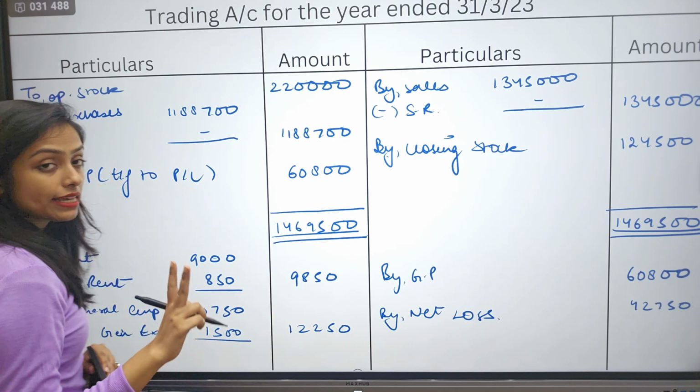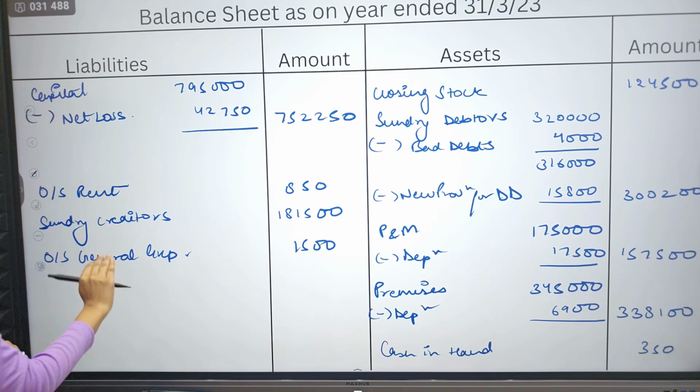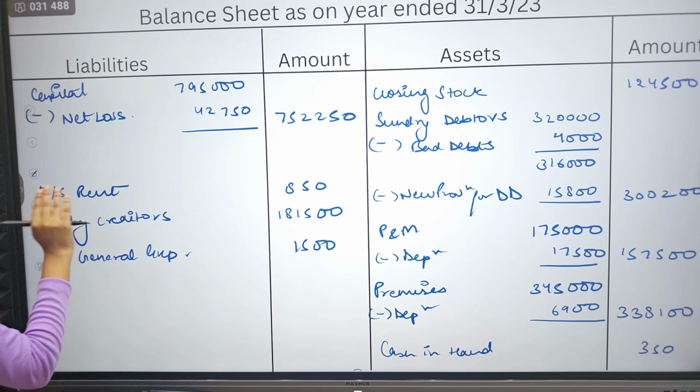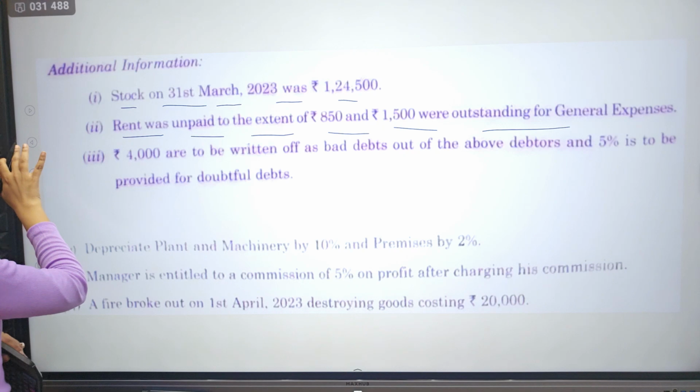The second place where we take the outstanding expenses is the credit side of the balance sheet, the liability side. Outstanding rent and outstanding general expenses I have written. I hope this is also clear. This was so easy.